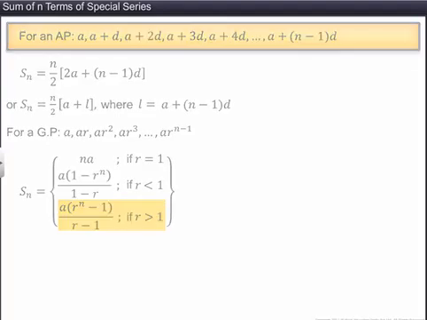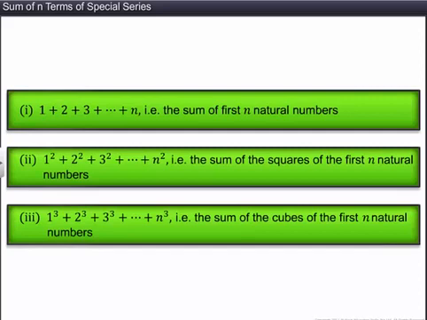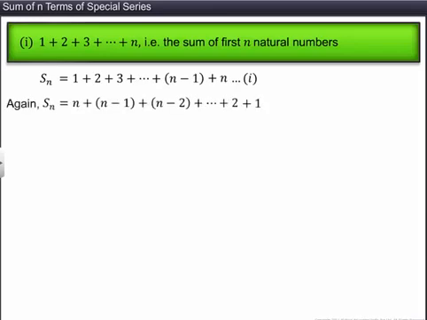We shall now find the sum of the first n terms of some special series. Let's first find the sum of the first n natural numbers. Denote the sum of the first n natural numbers by Sn. Let this be equation 1. On rearranging the terms in the sum beginning from the last term, we get the same series again. Denote this by equation 2.